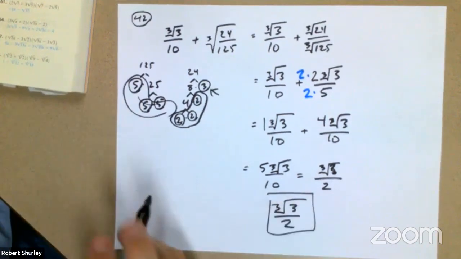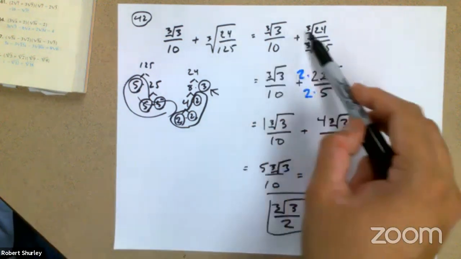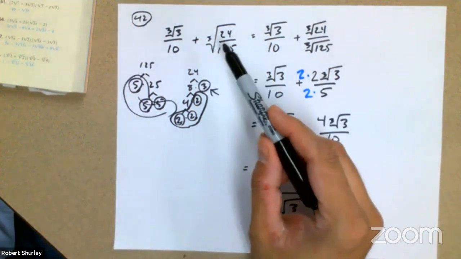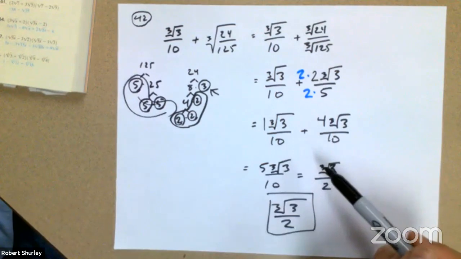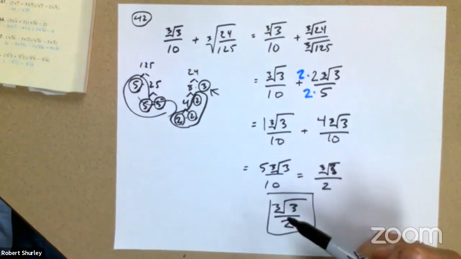Man, that one took a while. I didn't think it was going to take that long, but it was a longer question. That one was messing us up, took us a while. We had to simplify this one fraction. Then we had to get common denominators. Then once we added the common denominators together, we had to keep simplifying. Okay.